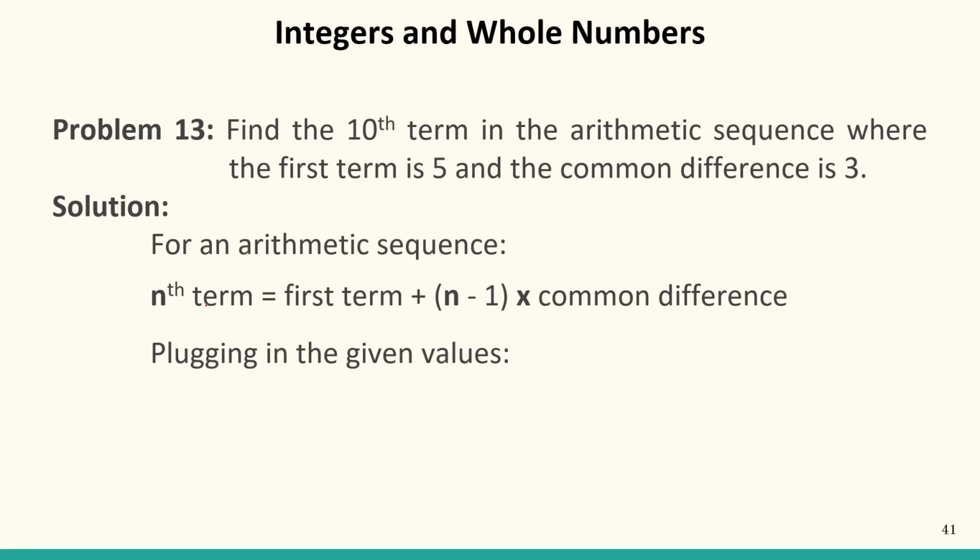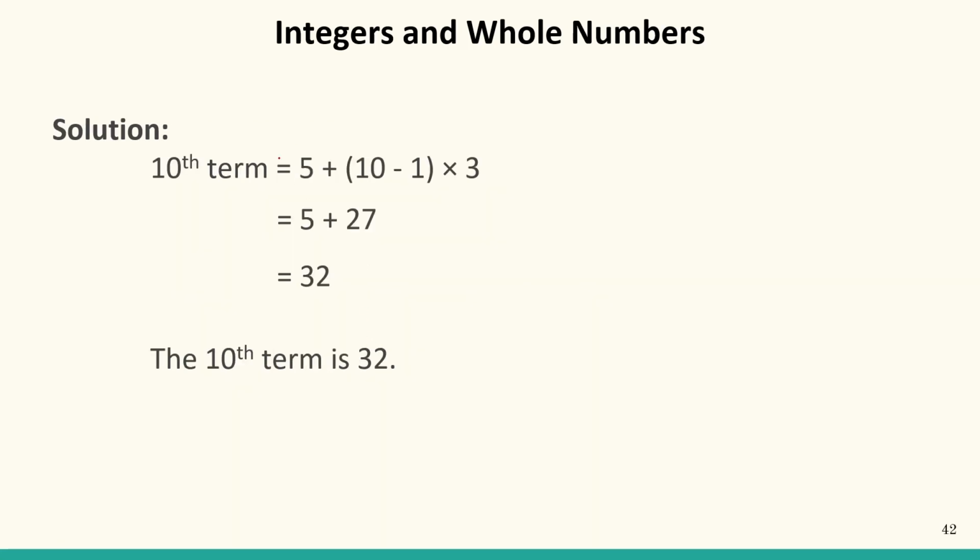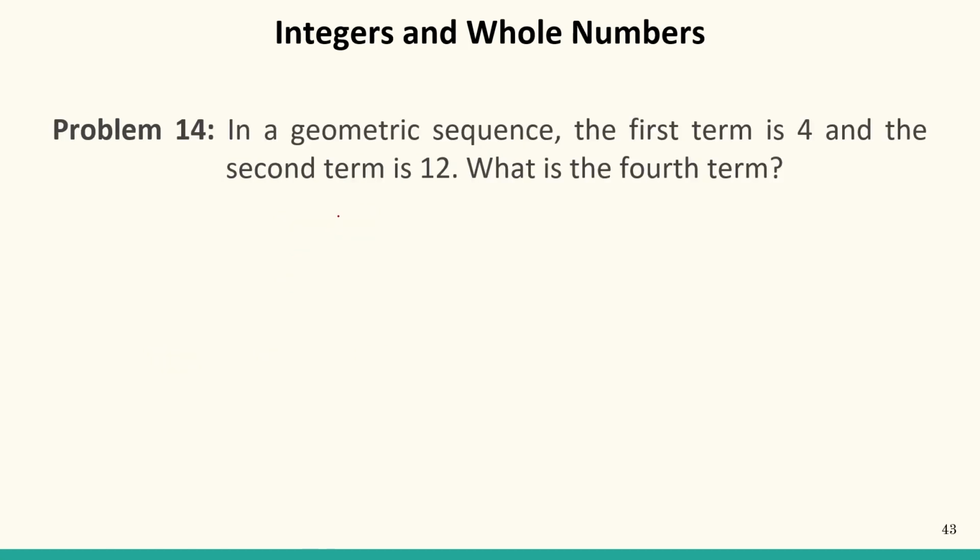So for an arithmetic sequence, the nth term is equal to what? First term plus n minus 1 into d, that is the common difference. Okay, so plugging in the values, we are left with what? 5 plus 10 minus 1 into 3. So 5 plus 27 is equal to 32. So the 10th term is 32.